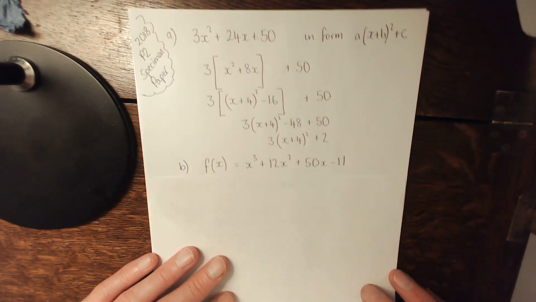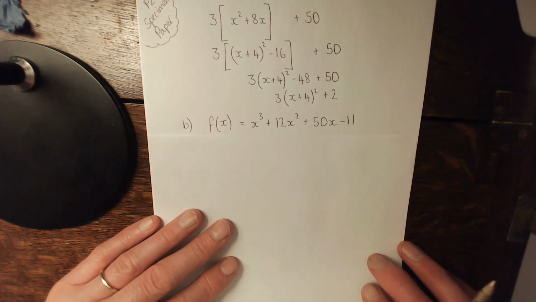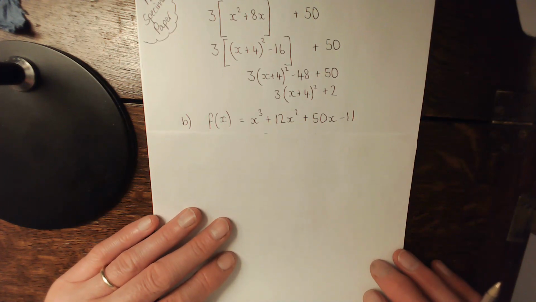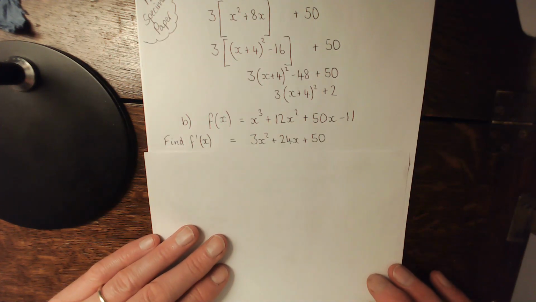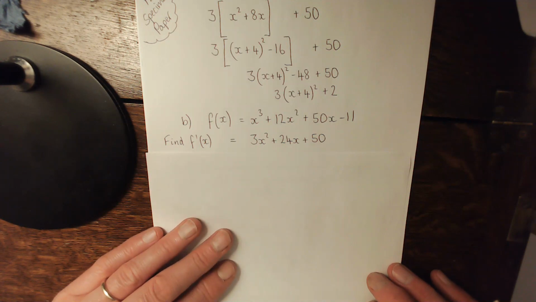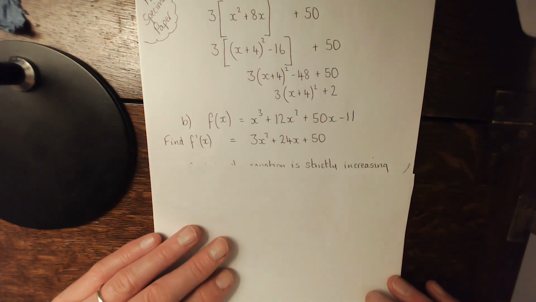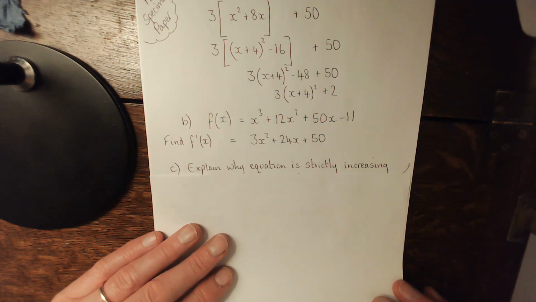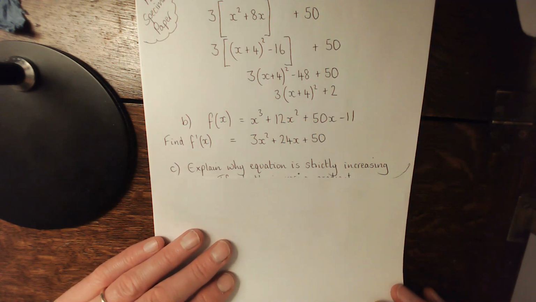Part B then asks, if you've got that polynomial, can you differentiate it? I hope you're all secure with differentiating to give you 3x squared plus 24x plus 50. The final part then says, explain why the function is strictly increasing.